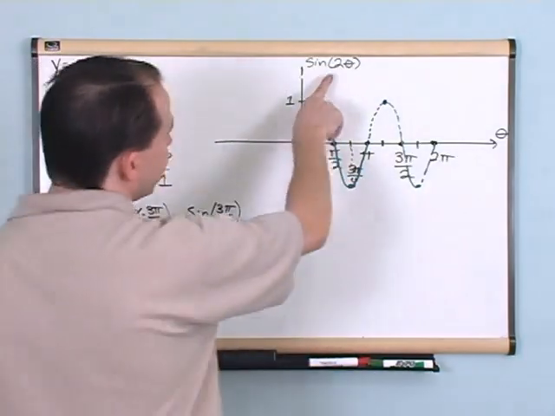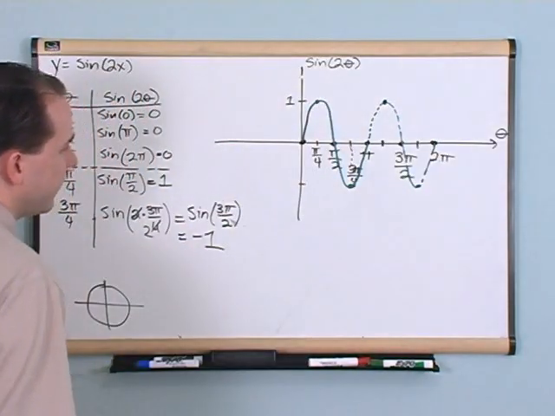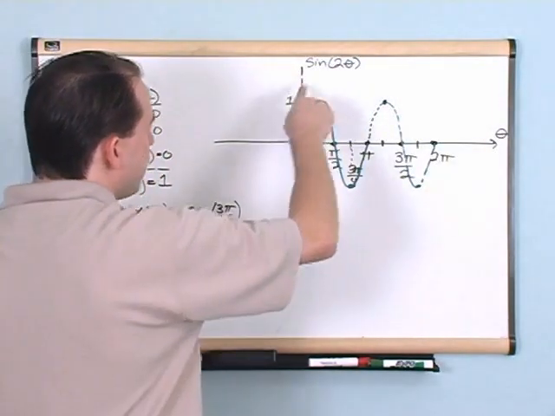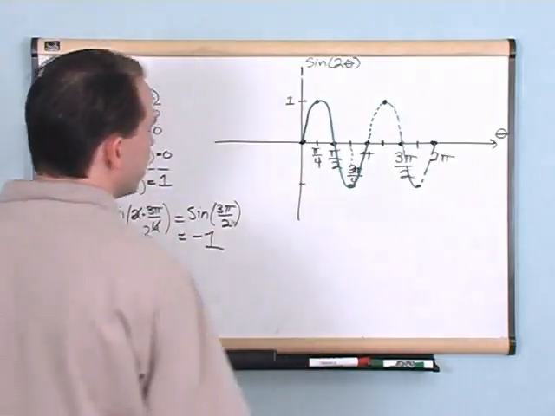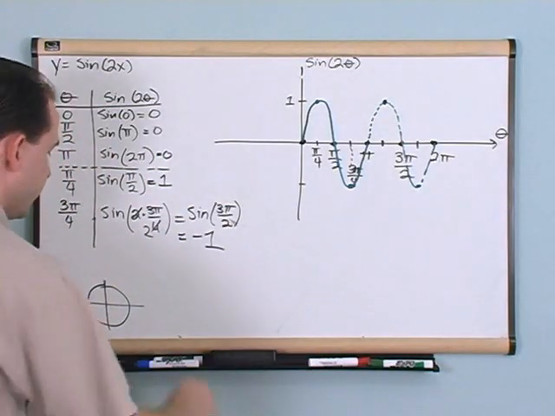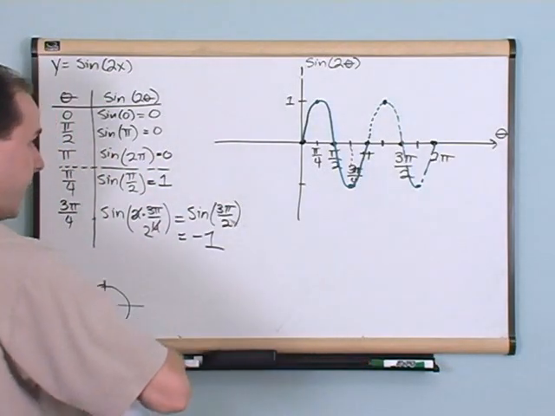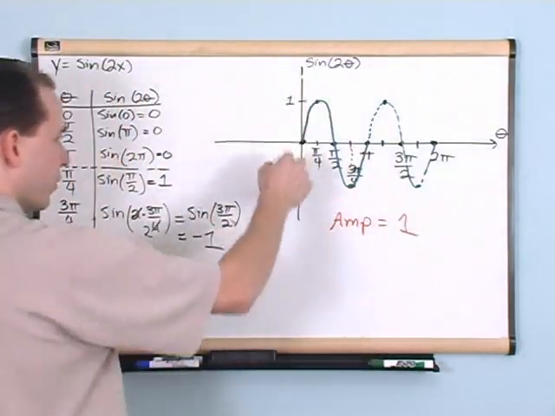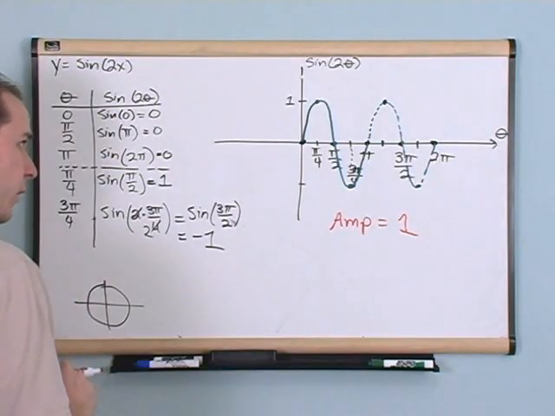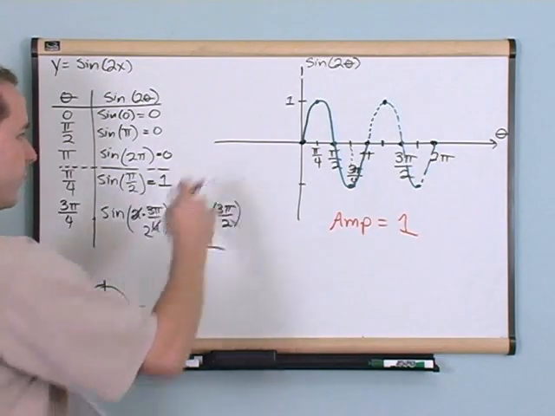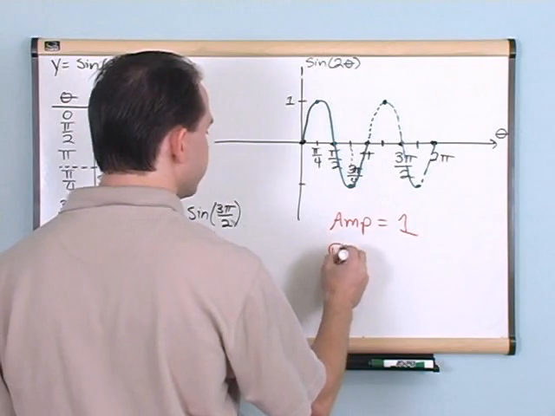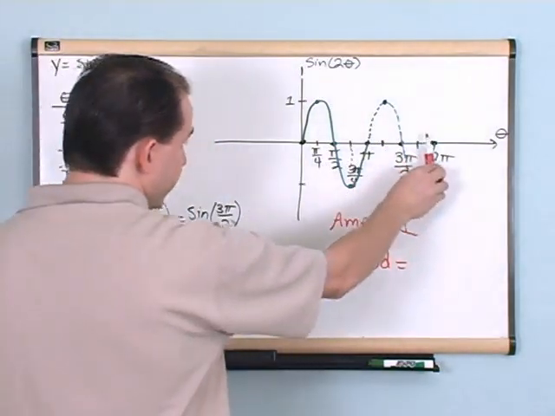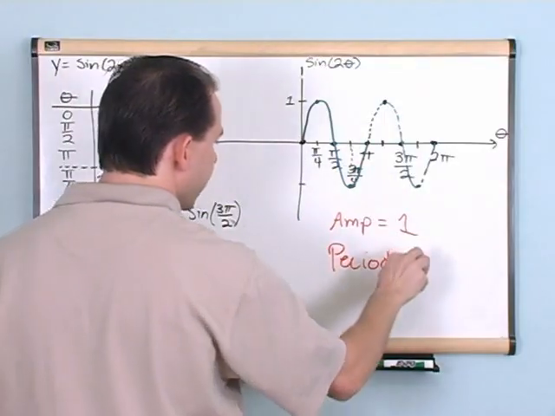Okay? Basically, when you see a number in front of a theta like that, what it's going to mean to you is, whatever the number is, you're going to see that many waves in a 2 pi region. Okay? So here, if you look, the amplitude is still equal to 1 because it doesn't go bigger or smaller than 1 or negative 1. And the period now is not 2 pi. The period now is simply pi.